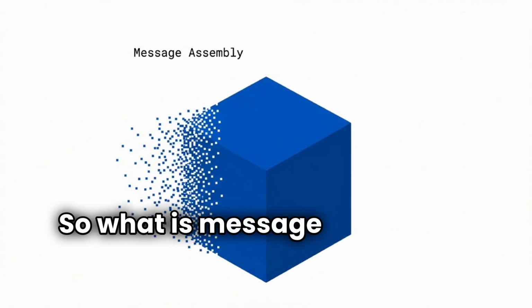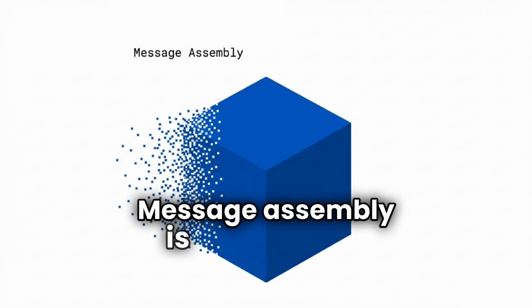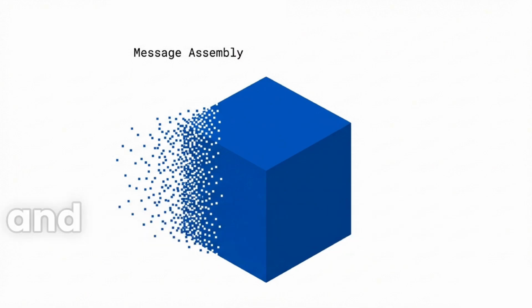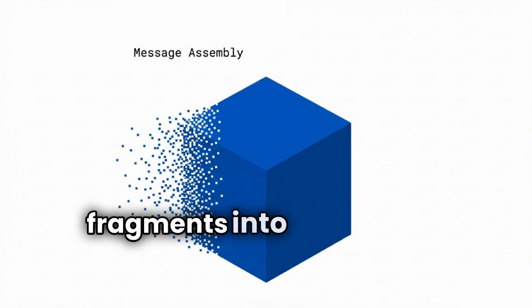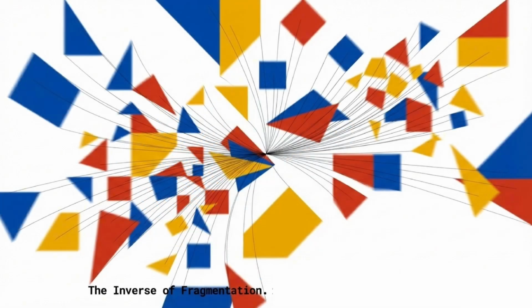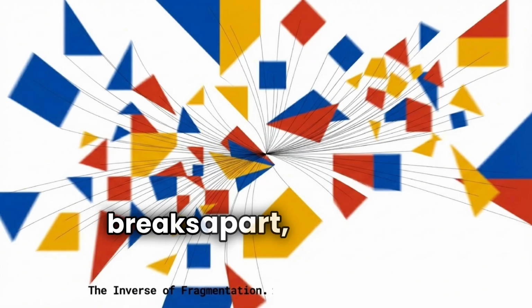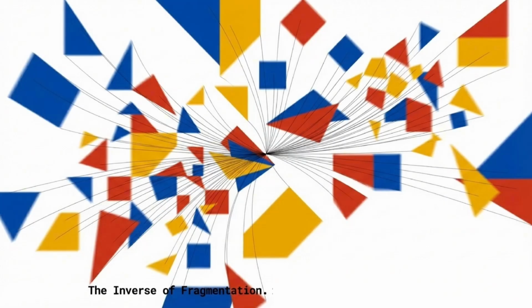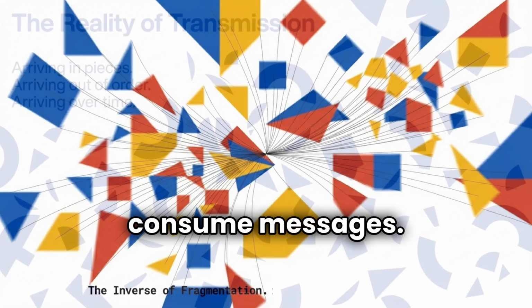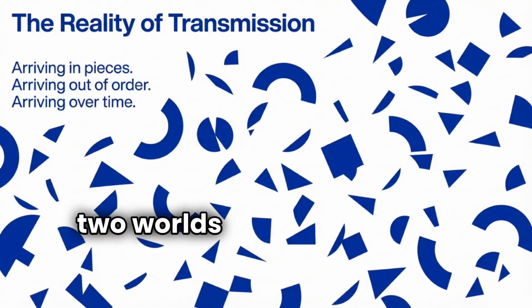So what is message assembly? Message assembly is the process by which a receiving endpoint collects, organizes and reconstructs message fragments into the original logical message. It is the inverse of fragmentation. What fragmentation breaks apart, assembly puts back together. Message assembly exists because networks move fragments, but applications consume messages. The boundary between those two worlds must be bridged.